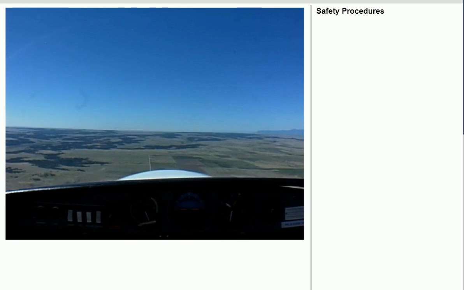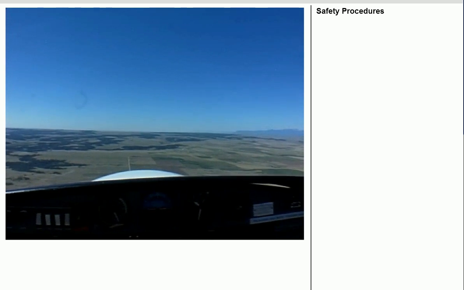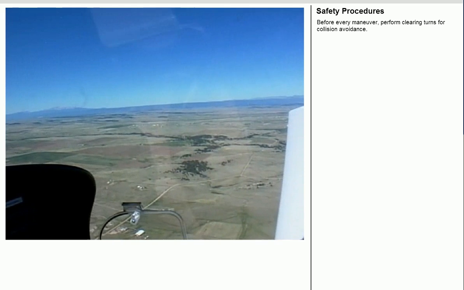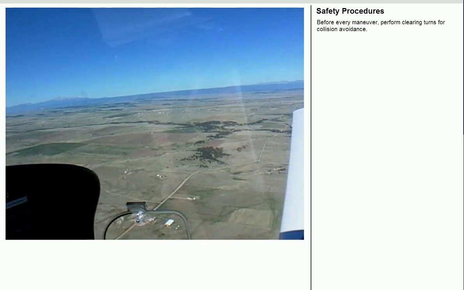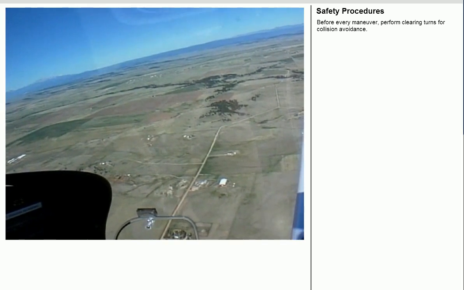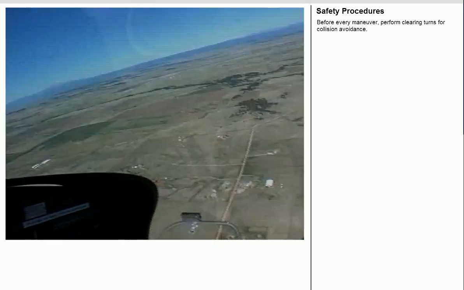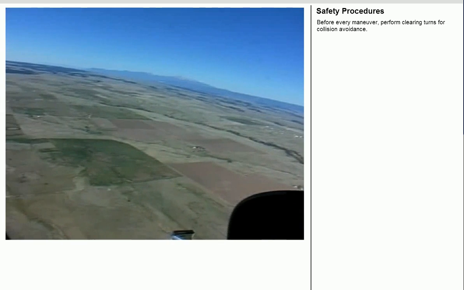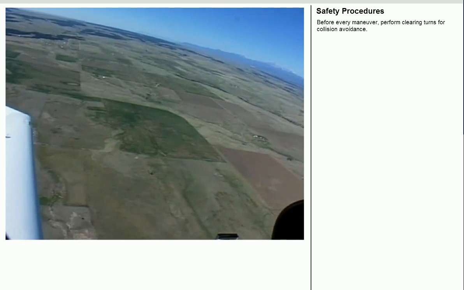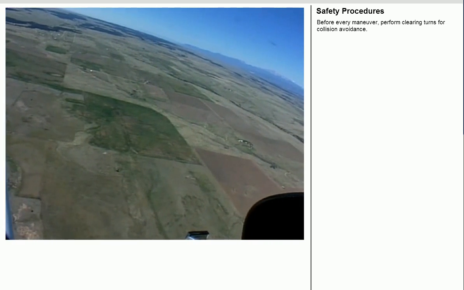When you're practicing a maneuver, it's easy to get distracted and forget that other aircraft might be nearby. This is why, before every maneuver, you need to perform clearing turns for collision avoidance. Clearing turns normally consist of at least 2 90-degree turns in opposite directions. This gives you a good view of the area around your flight path and helps you see and avoid any aircraft that might be in the vicinity.